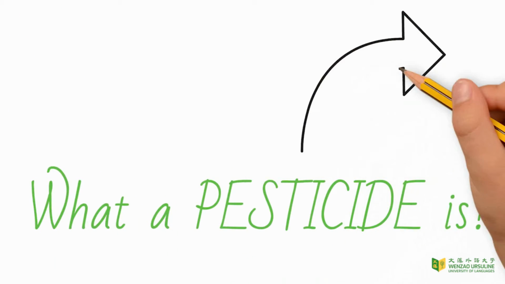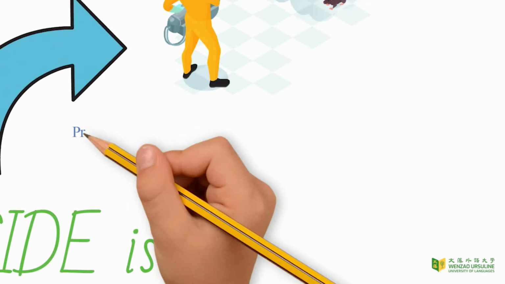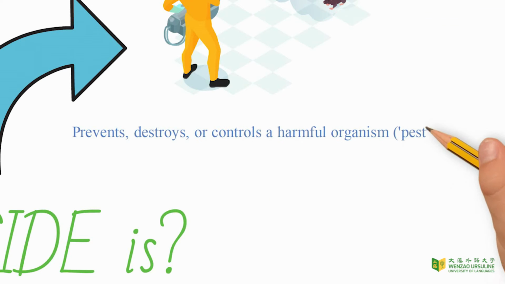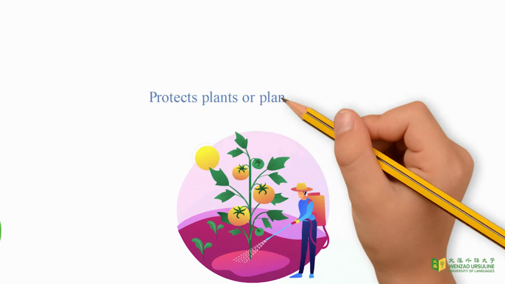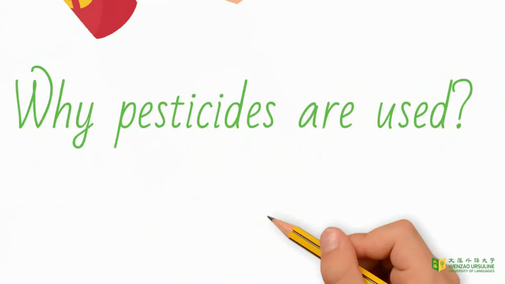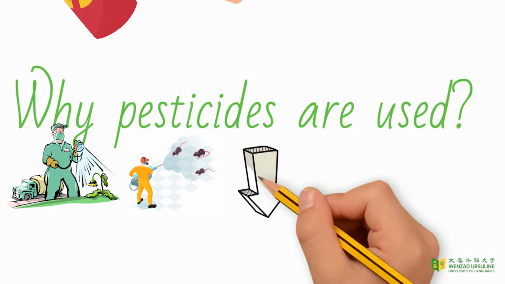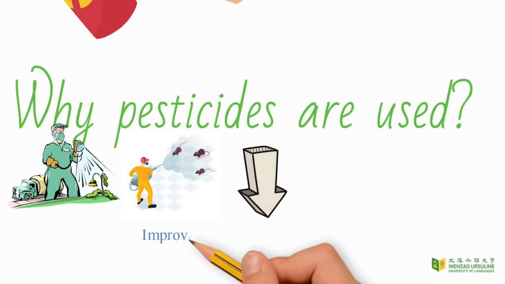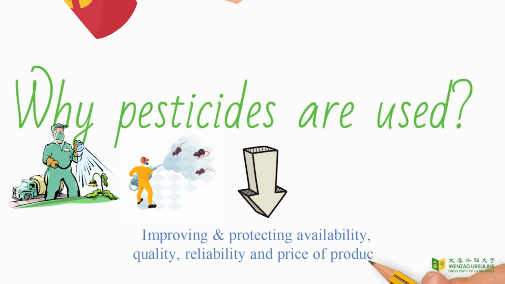So you might ask yourself, what is a pesticide? Well, a pesticide is something that prevents, destroys, or controls a harmful organism, pest, or disease, or protects plants and plant products during production, storage, and transport. The reason we use pesticides is to control weeds, protect against insect infestation, and protect against plant diseases, therefore improving and protecting availability, quality, reliability, and price of produce.